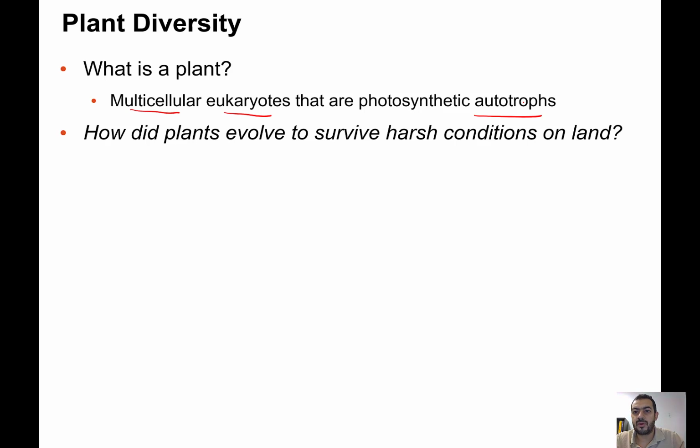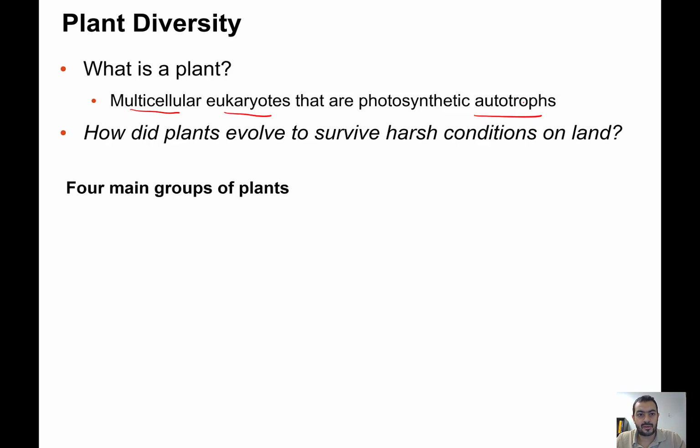There are some harsh conditions on the land, and the question we are asking ourselves at this point is, how did the plants evolve to survive the harsh conditions on the land? So in the next slides, we are going to see the different types of adaptations that the plants evolved to survive the harsh conditions on the land.